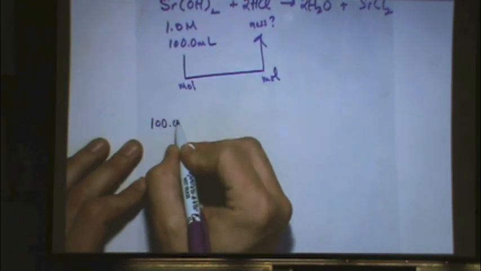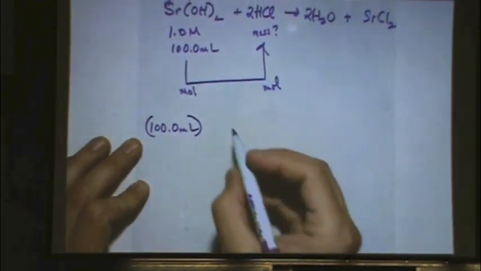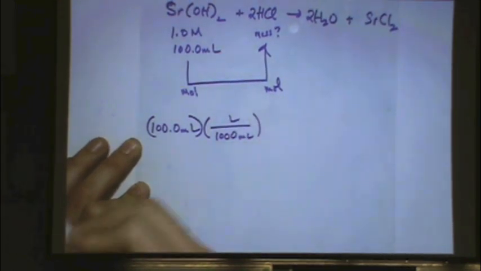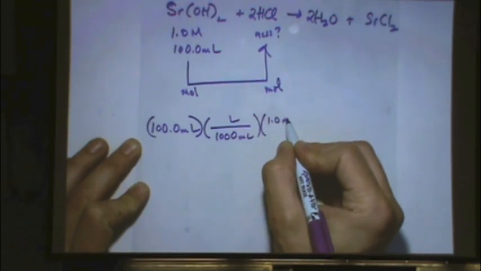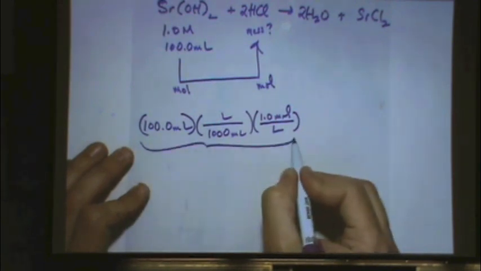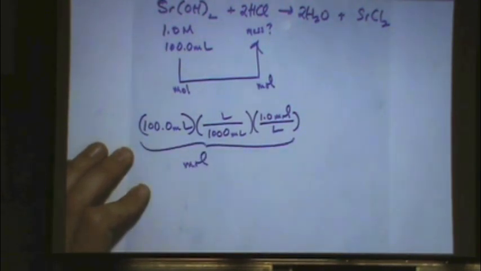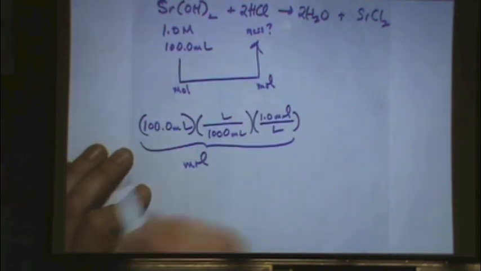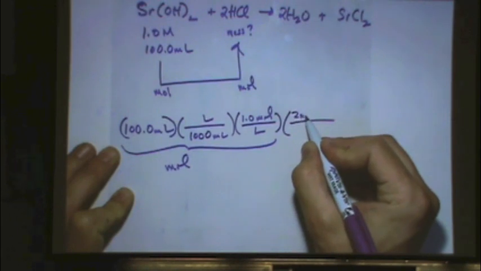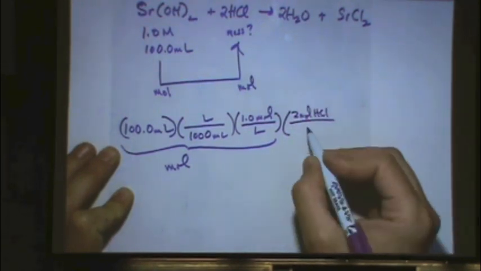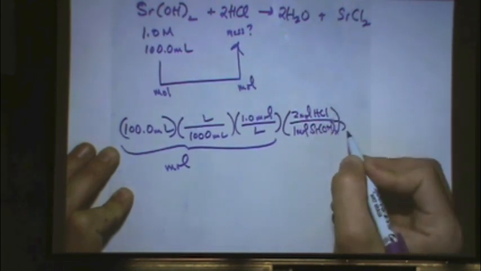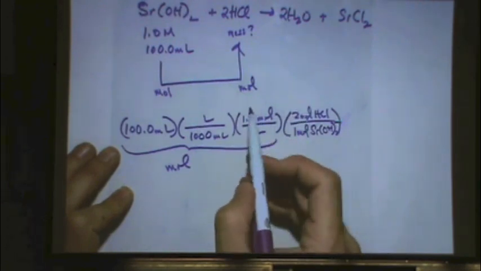So 100 milliliters of the initial. Change that to liters, 1,000 milliliters per liter, and then we've got 1.0 moles per liter, or molarity, 1 molar. This all changes to moles of the strontium hydroxide. Step 2 is to go to moles of the one we want. In this case it's 2 moles of HCl for every 1 mole of the strontium hydroxide. Okay? Now we've completed step 2.